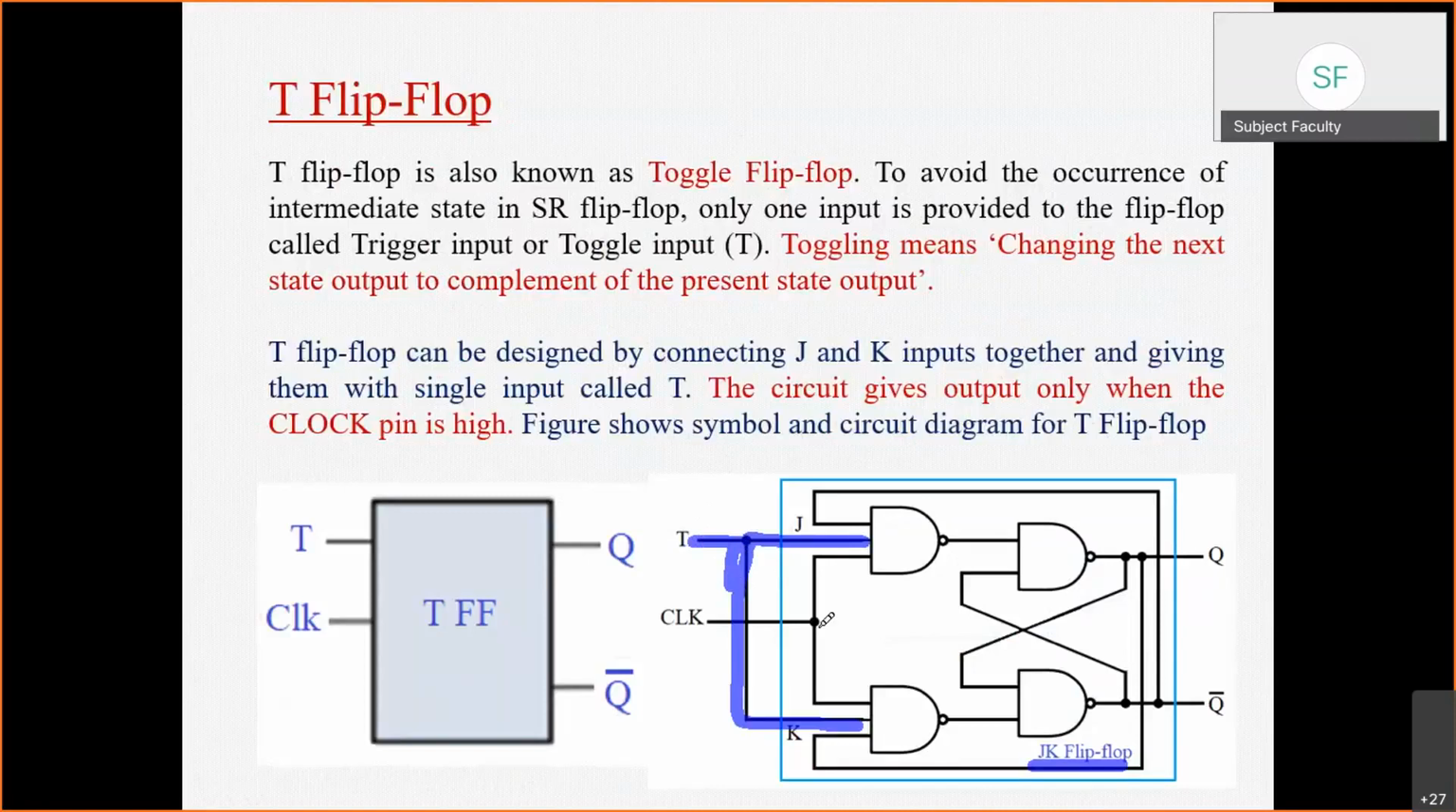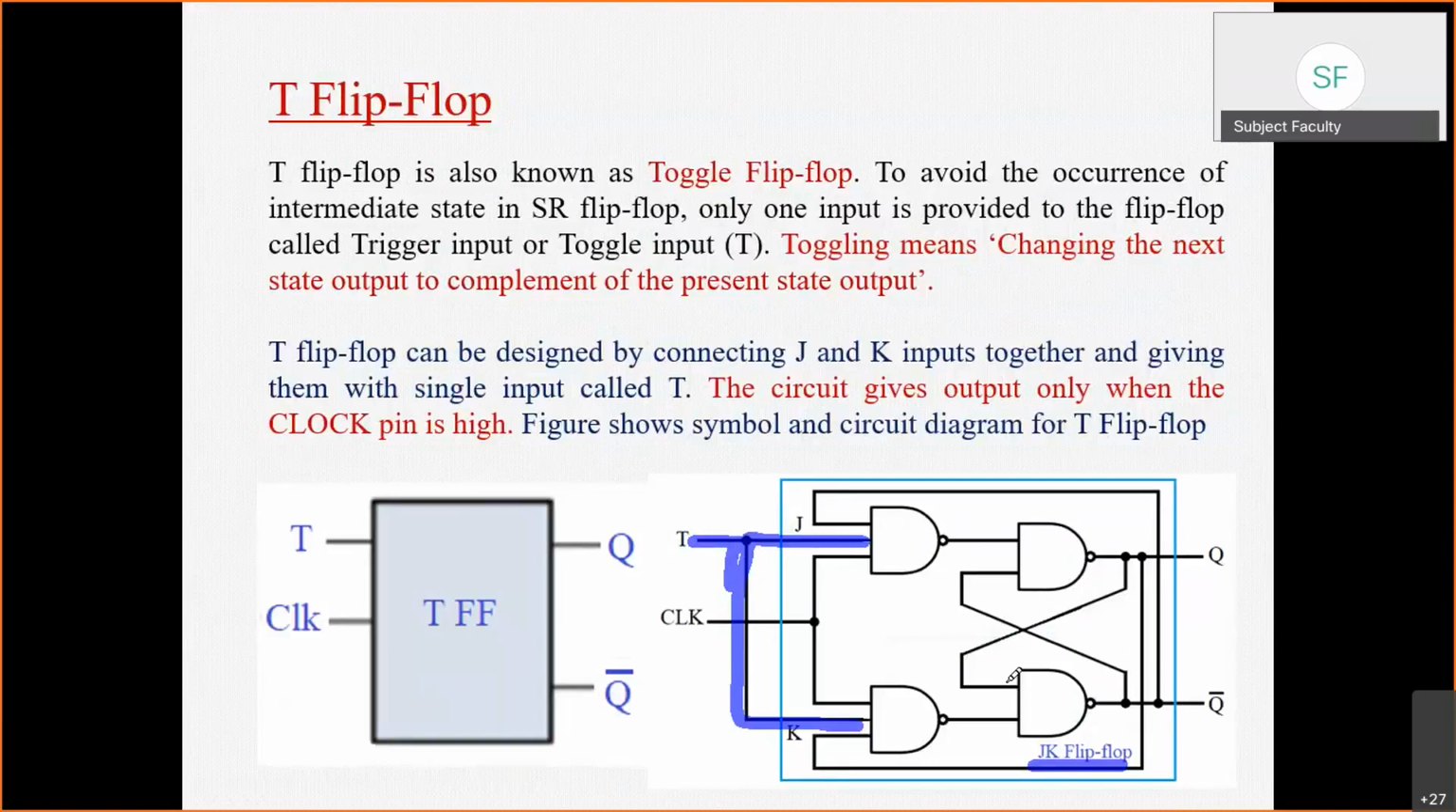In case of the D flip-flop, there was S and R, and between S and R we kept one NOT gate. But here, there is no NOT gate. You have simply connected the J and K terminals, and one common terminal is taken out, and that common terminal we have termed T. So whatever is the value of T, the same will be the value of J as well as the value of K. Otherwise, everything will be the same.